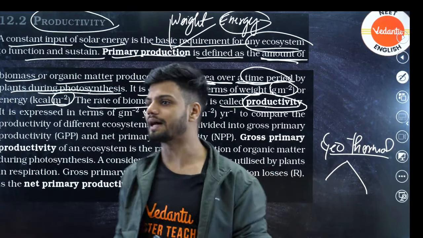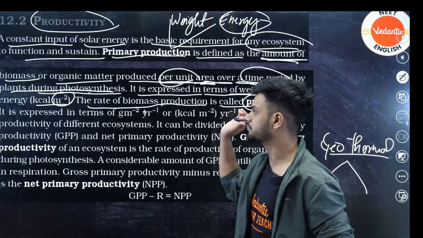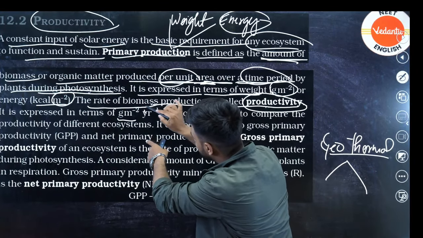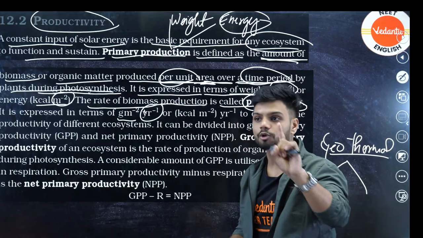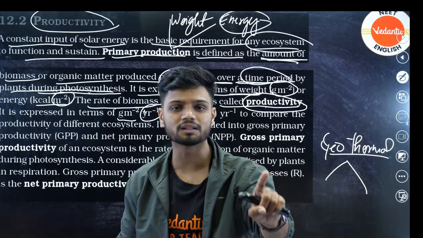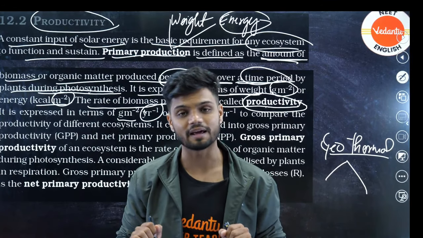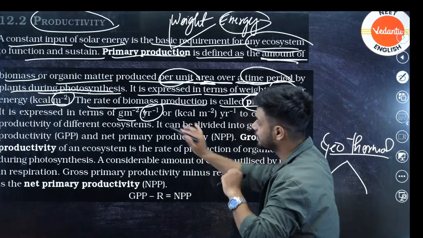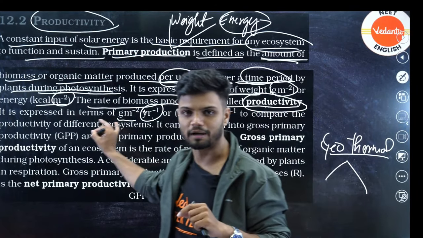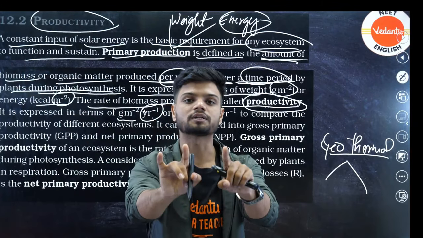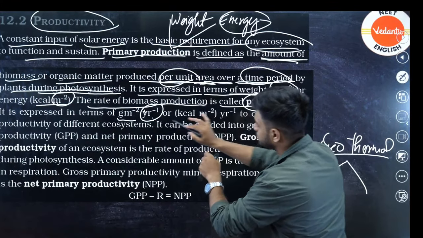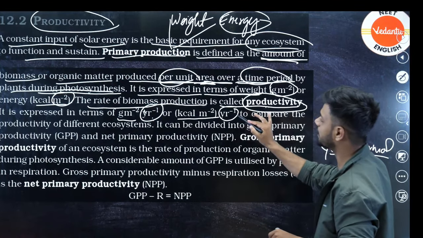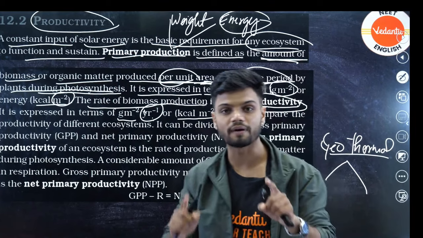The rate at which it is happening, that is called productivity. It is expressed in terms of grams per meter square per year. Can you see? So how your parents are counting per day, per month or weekly, we are calculating here per year. This is how you remember. If it is per year, it is productivity. Or this is in terms of weight, kilocalorie per meter square per year. Can you see? This is in terms of energy.